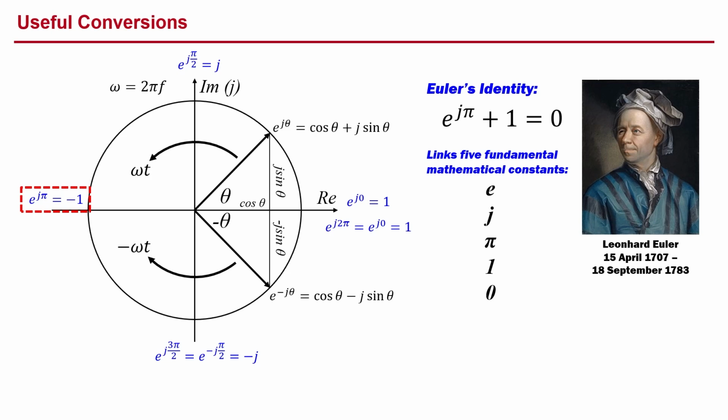Many people have waxed poetic, or mathematical, about Euler's identity over the years. Paul Nahin of the University of New Hampshire calls it of exquisite beauty.